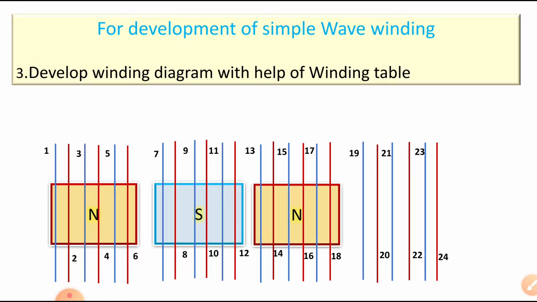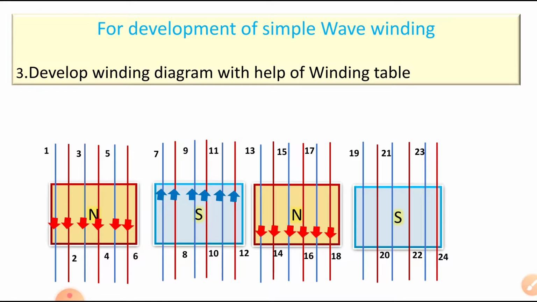Here, arbitrarily assume a particular current direction for the coil sides under the pole pairs. For the coil sides under the north pole regions, assume the downwards current direction, and vice versa for the south pole regions. Okay, so this is routine work, dear students.